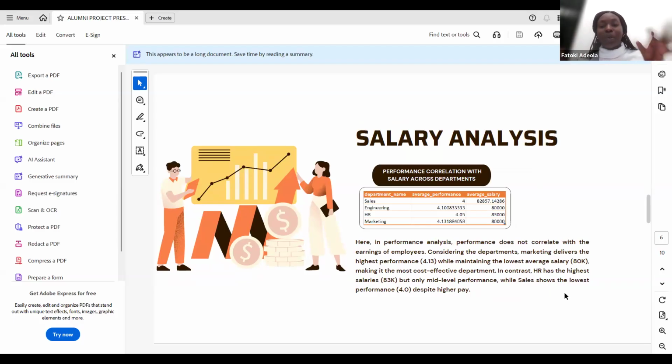So yeah, if you are trying to cut costs and you are trying to make every department prudent, and you are paying some other departments more than this one, I think it needs to be reevaluated. Also, HR has the highest salaries, but only mid-level performance. So it's basically saying the HR personnel are well paid, but doing the barest minimum.